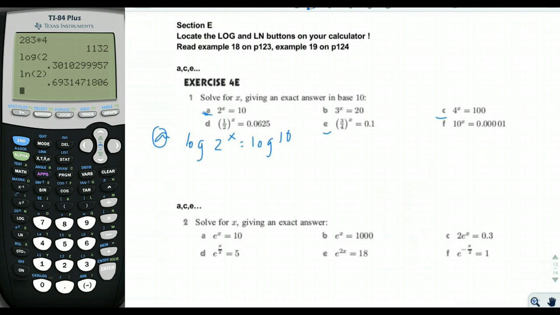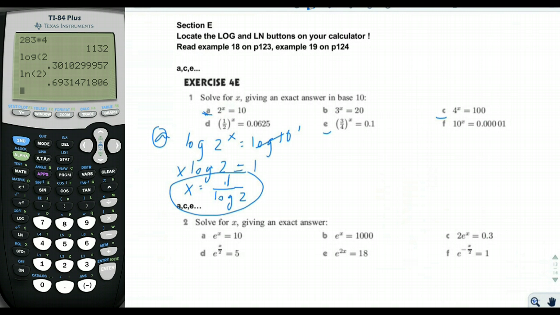Well, log of 2 to the x, we can rewrite that. We could write x log of 2, and these logs are base 10. That's why I wrote log, and we didn't write anything in terms of a subscript base next to it. Log of 10, that's 1, right? Because log of 10 to the first is just 1. Okay? And then so x is equal to 1 divided by log of 2. Okay? So we were able to simplify that into an expression.